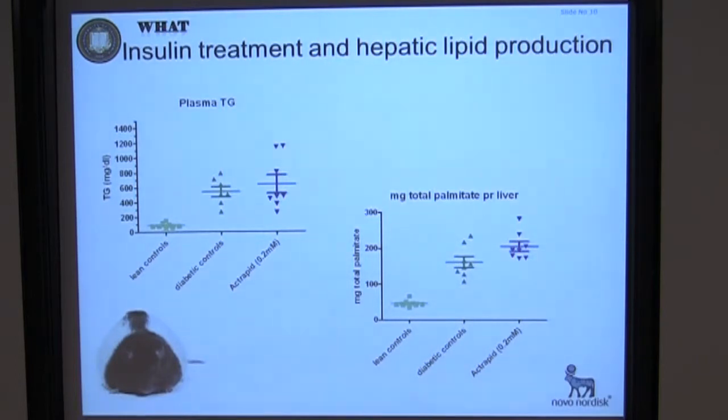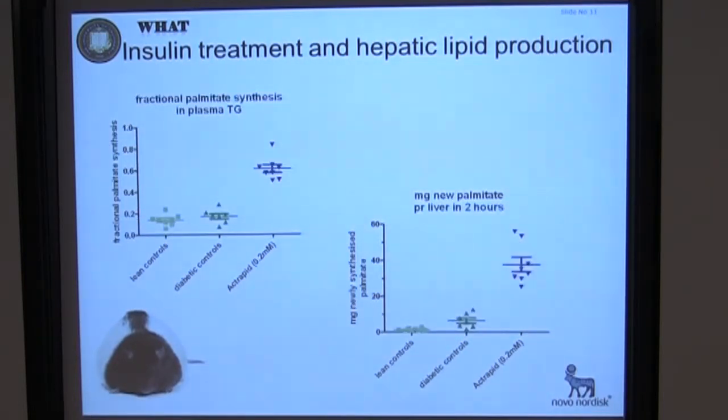I could see there was a large difference between when the animals were lean controls and when they were diabetic. And I saw that in both of my parameters. But it didn't really seem to matter if we treated these animals with insulin or not, so our hypothesis did not seem to fit with what we saw. But then I started to look into how many of these lipids are actually new.